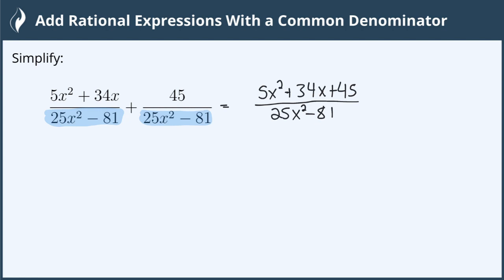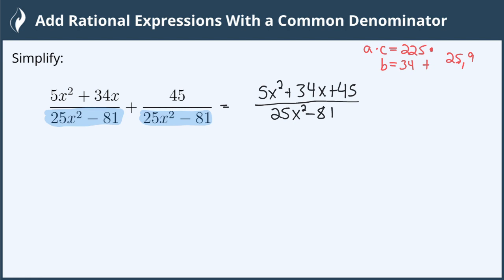Here, there is no greatest common factor to pull out, so we're going to need to use the AC method to do the factoring. So our A times our C is 5 times 45, which comes out to be 225. Our B value is 34. We want to find two numbers that multiply to 225 but add to 34. The numbers that are going to do that are 25 and 9.